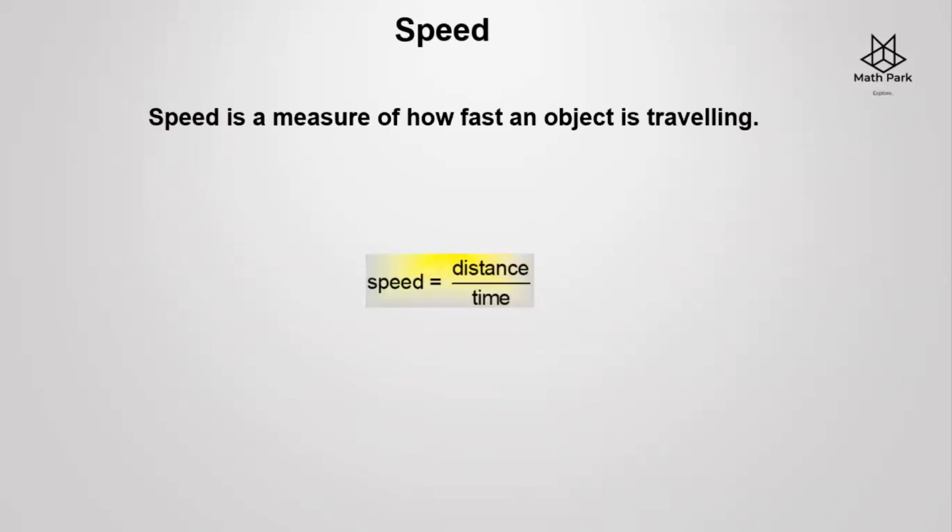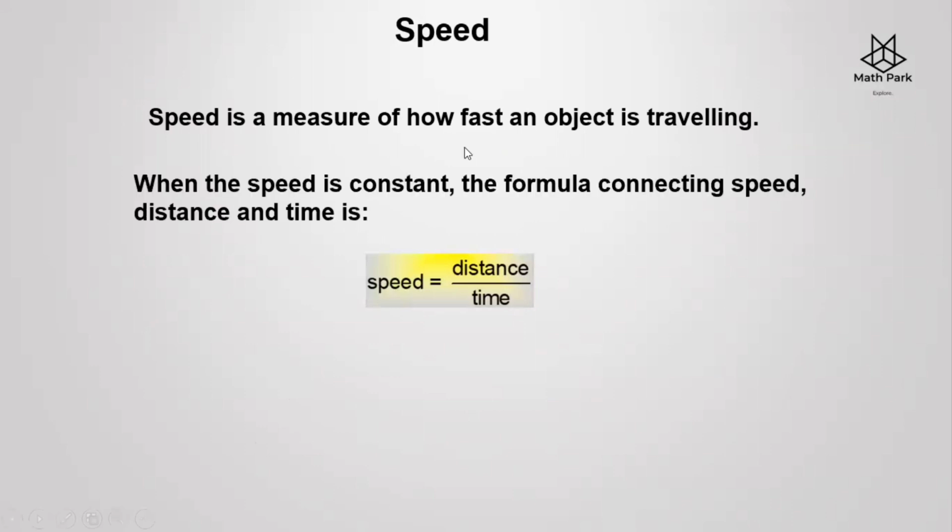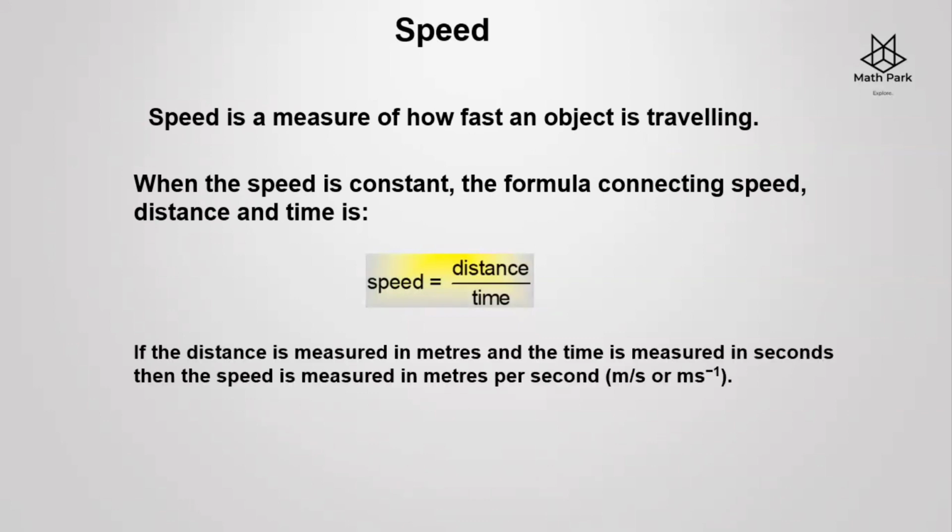Speed is a measure of how fast a vehicle is traveling. When the speed is constant, the formula connecting speed, distance and time is speed equals distance upon time. If the distance is measured in meters and the time in seconds, then the speed is measured in meter per second. We write it as m/s or meter per second, or m s to the power minus 1.